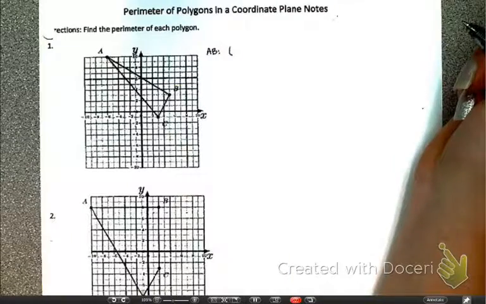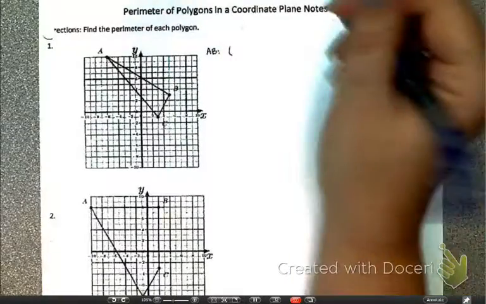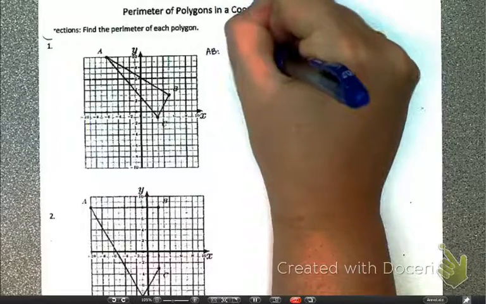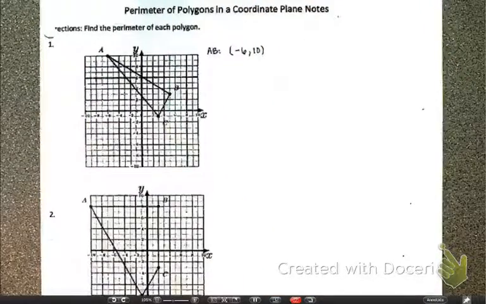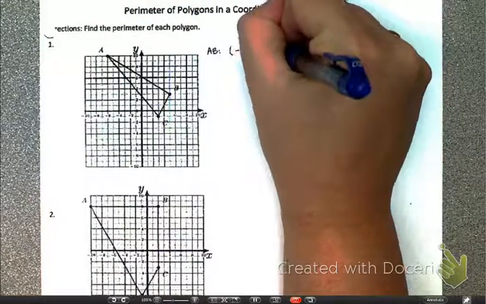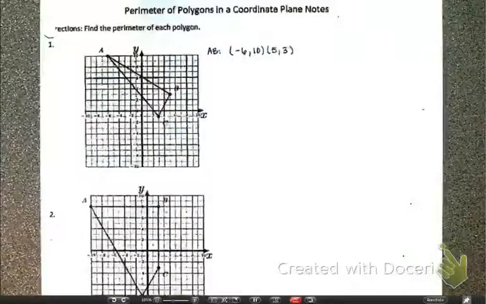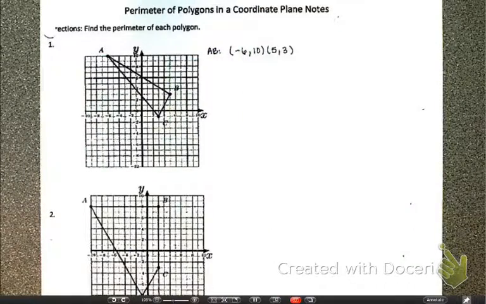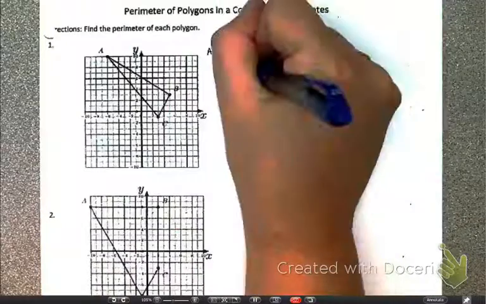So everyone look at your paper and determine what A is. -6, 10. Annie says -6, 10. Do we agree with that? Yes. Okay. What is B? 5, 3? Do we agree with that? Okay. So you have to be able to identify those 2 points, which we've spent the last couple days doing, right? With that map activity, you chose a point and you had to figure out what that point was. And now we're using the distance formula. So step 1 from there is going to be label your points.